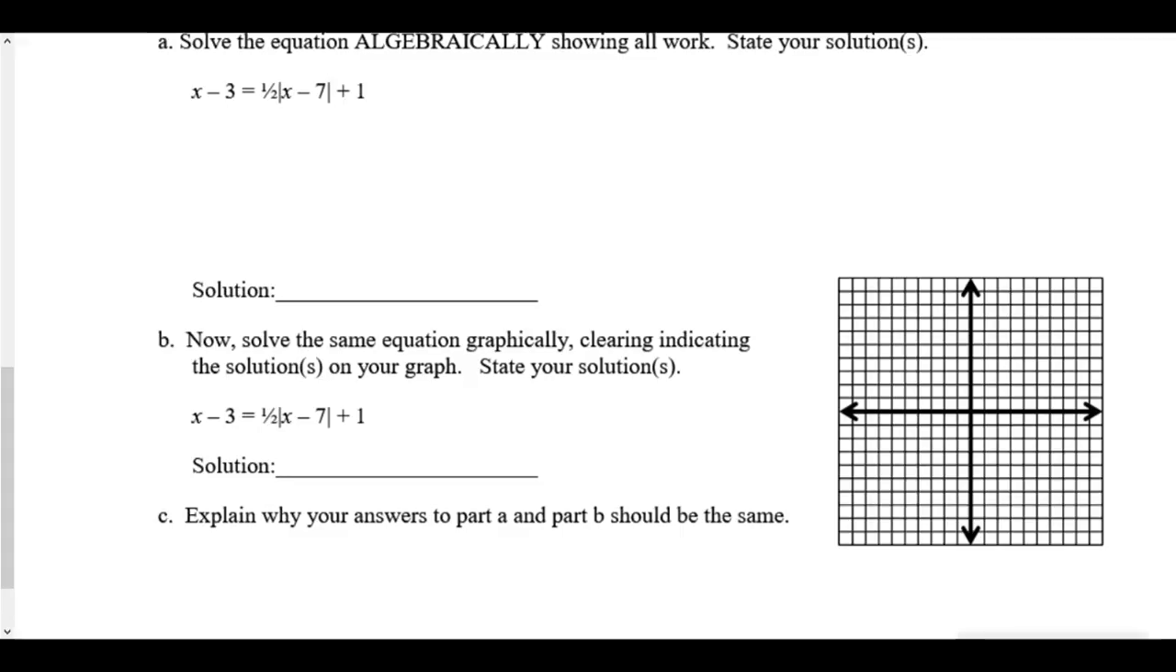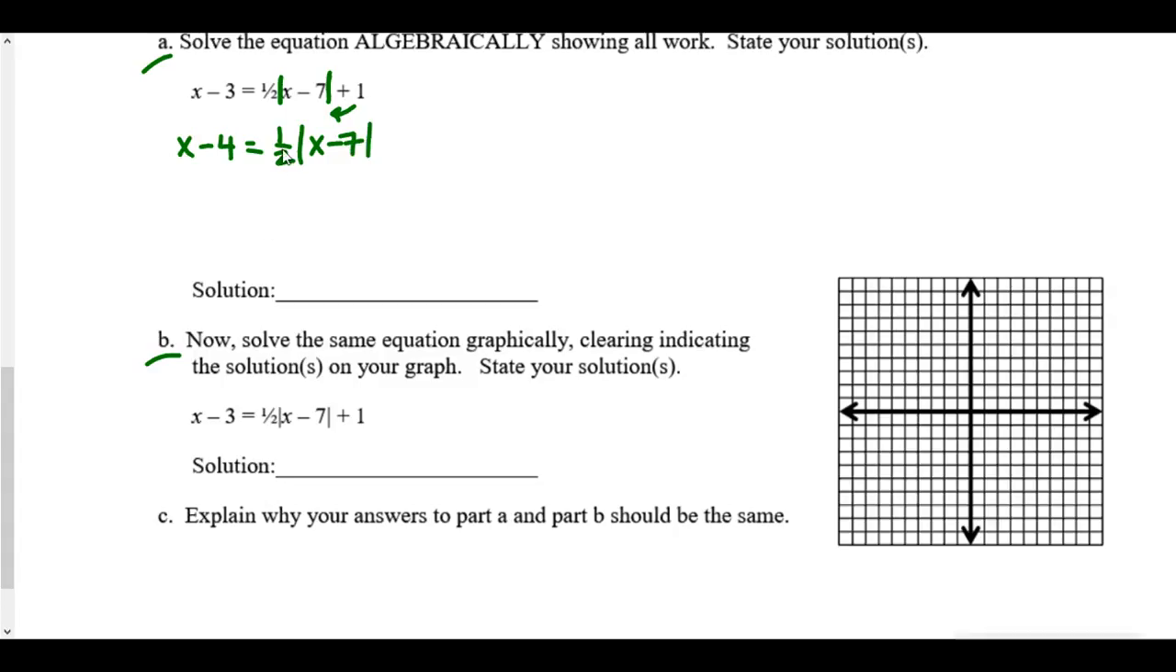All right, so this next question I'm asking you to solve algebraically, and then in part B I'm going to ask you to do the same thing graphically. So let's start out and just do algebraically. Algebraically, I have to get this absolute value by itself. So the first thing I'm going to do is subtract 1 to move it over the other side. So that would now be x minus 4 is 1/2 the absolute value of x minus 7.